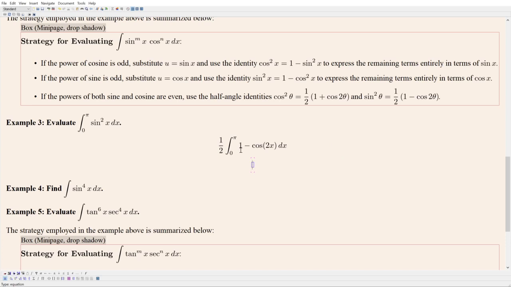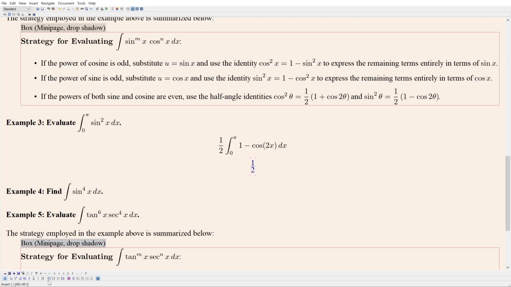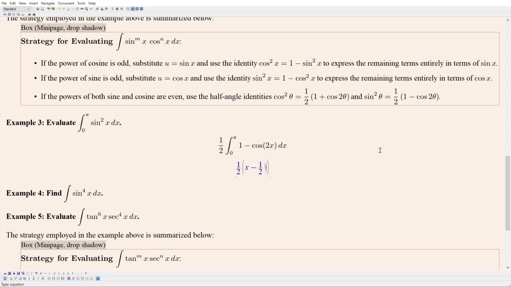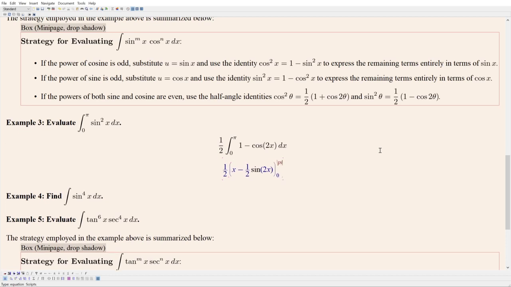Yeah, so now this is easy, because antiderivative of 1 is x, antiderivative of cosine 2x is 1/2 sine. So remember, the presence of this 2 means that you have to pull out a factor of 1/2. So antiderivative of x is 1, or I'm sorry, other way around. Minus 1/2 sine 2x, and this is going to be evaluated between 0 and pi.